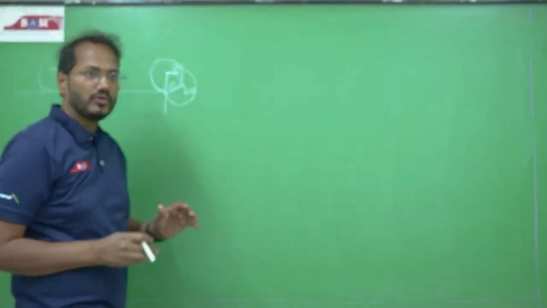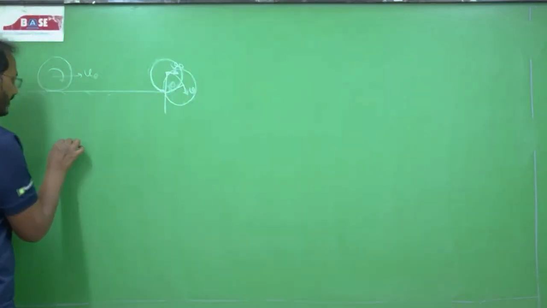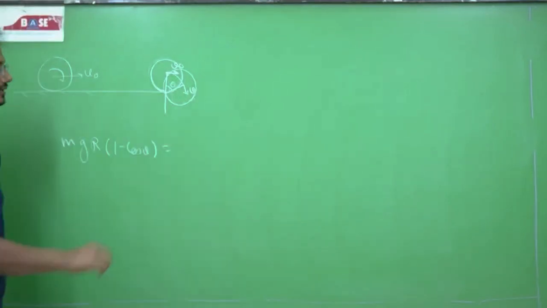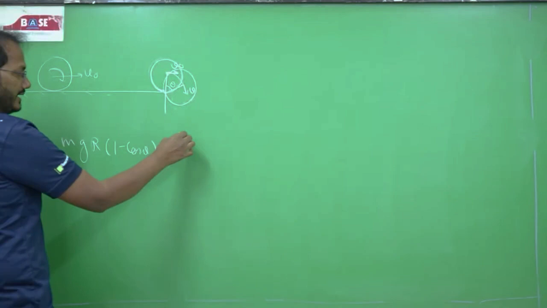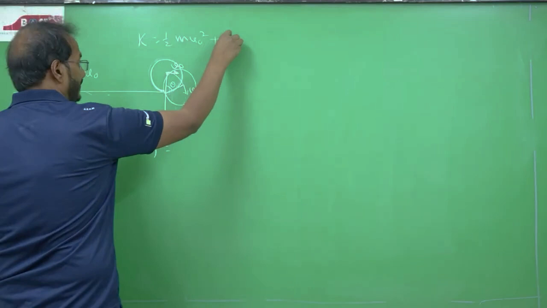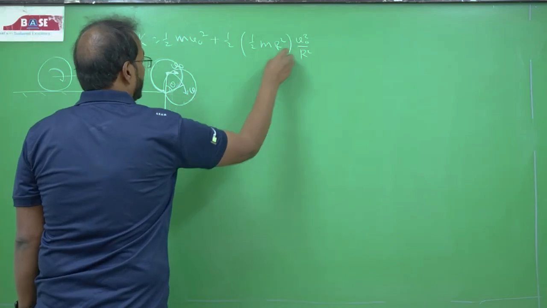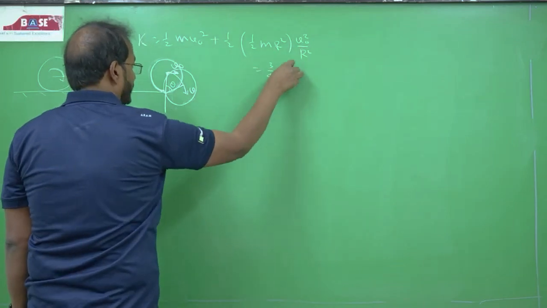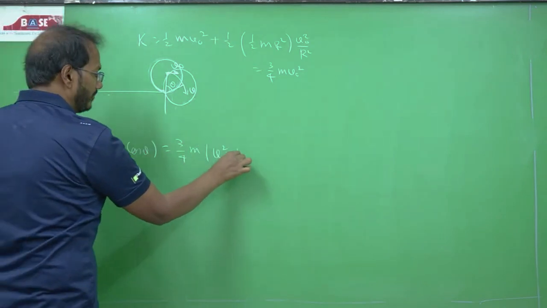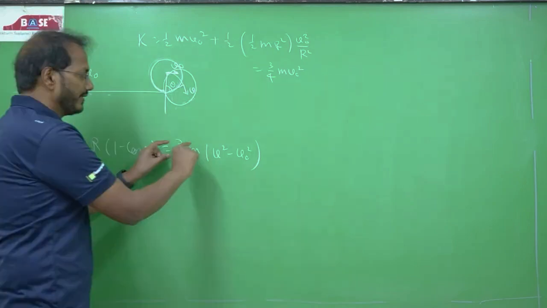Till this instant rolling continues and we apply the law of conservation of energy. So the loss in potential energy, mgr times 1 minus cos theta, is equal to the kinetic energy of the cylinder, half m v square plus half I omega square. So half m r square, omega is v by r, that is equal to 3 by 4 m v square. Here we know v0, so we write 3 by 4 m v square minus v0 square. This loss in potential energy is equal to the gain in kinetic energy.